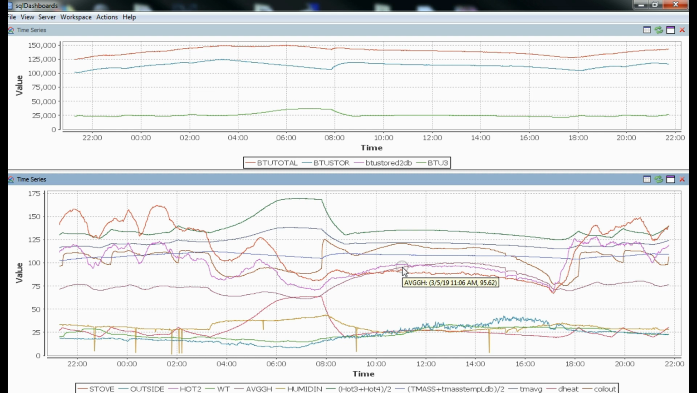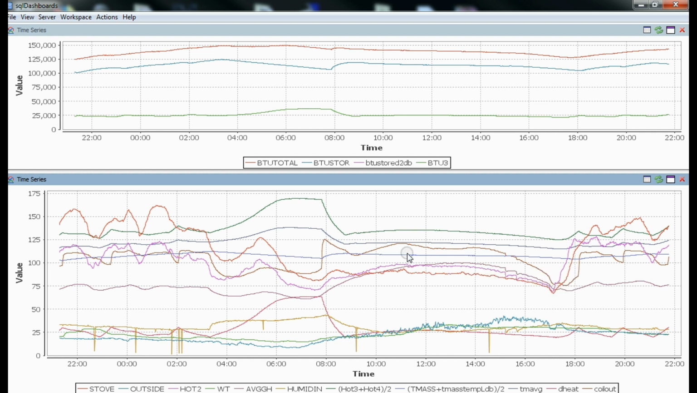Let me see if I can find it. Yeah, see, we're up to 95 there, and we actually touched around 99 today. And we didn't open the secondary vent because we're below 40 degrees on the outside temperature, so we're only opening the top vent and letting heat off the top.